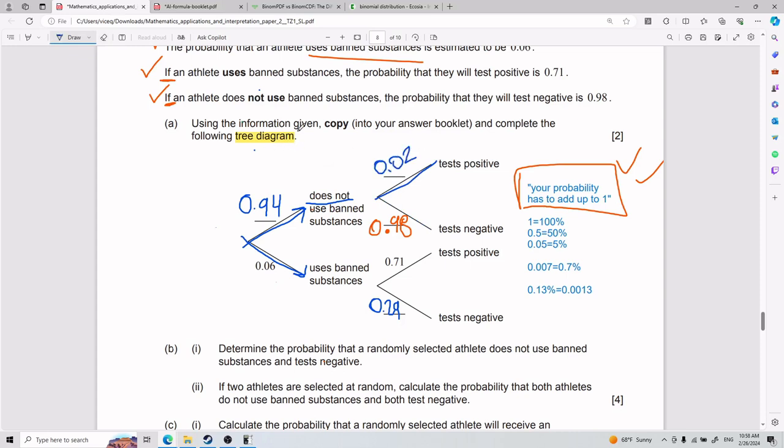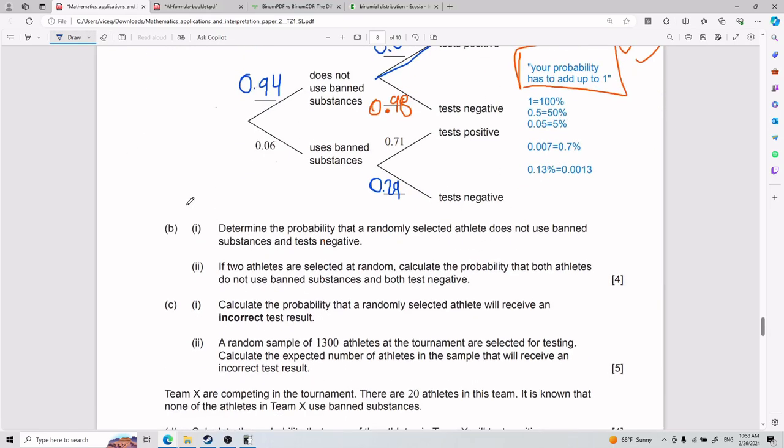All right, guys, I know that explanation was a little bit long, but now you are a master at tree diagrams, and that's what really matters. Okay, so that is for part A. Later on, they tell us that we need to determine, and this is now a little bit quicker, but let me just show you the intuition. Here we need to determine the probability that a randomly selected athlete does not use banned substances and tests negative. All right, guys, there's a lot going on here.